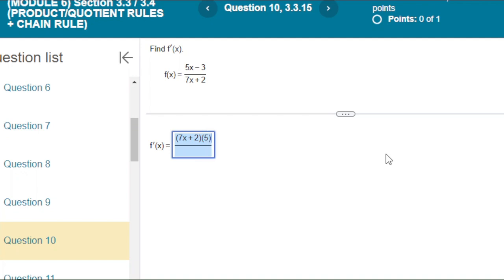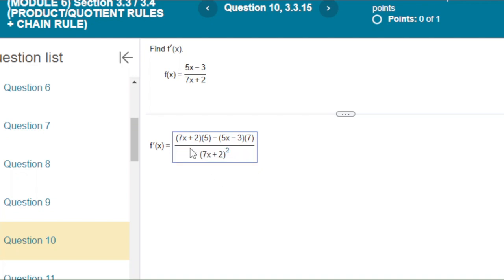Low d high minus high. By the way, the 5 is the derivative of 5x minus 3. Minus high, which is 5x minus 3, and make sure to put that in parentheses, d low times 7. So I could put times 7, or I could put the 7 in parentheses. Either way is fine. So there's low d high minus high d low all over low squared.